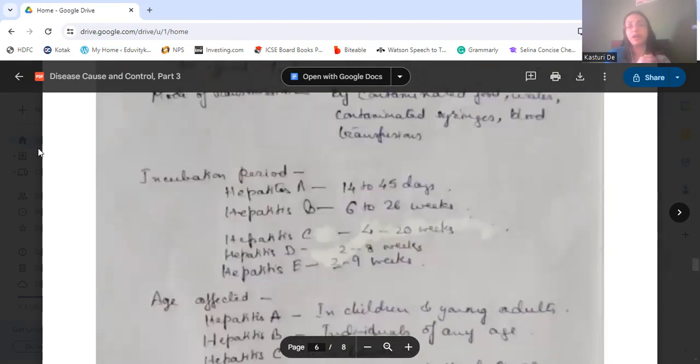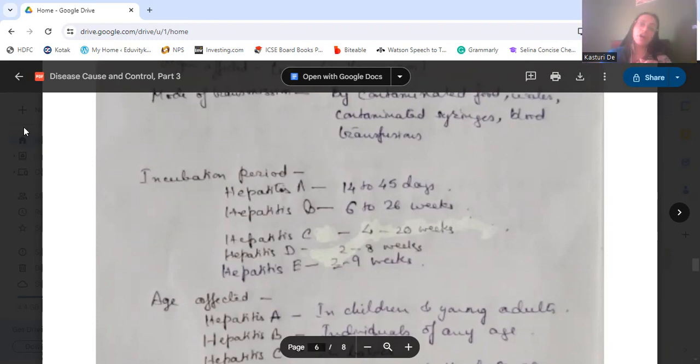Incubation period: hepatitis A takes 14 to 45 days to show its symptoms. Then for hepatitis B, 6 to 26 weeks, hepatitis C, 4 to 20 weeks, hepatitis D, 2 to 8 weeks, and hepatitis E, 2 to 9 weeks.